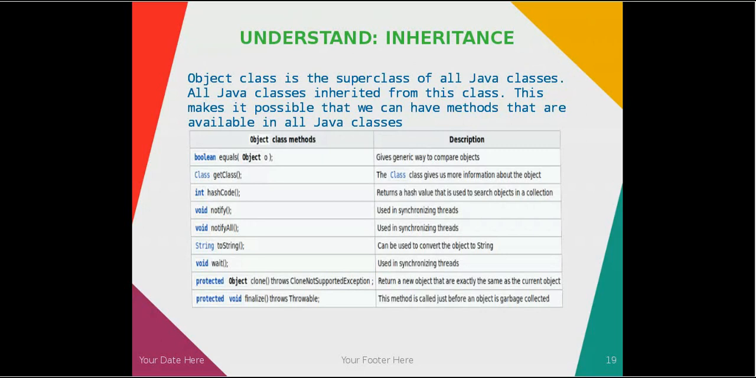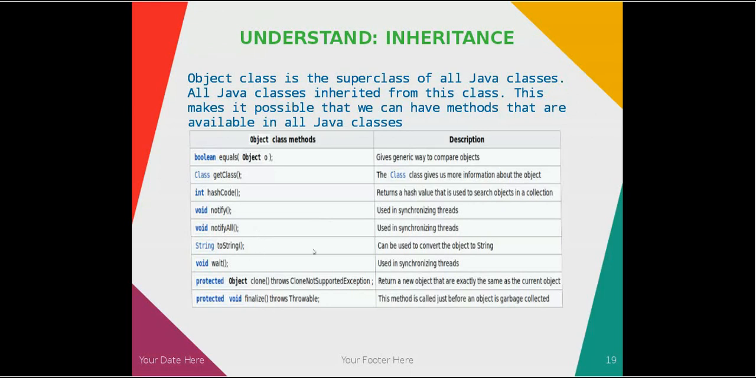So in the Object class, you have equals, to compare. It gives a generic way to compare two objects. You have getClass, which gives us more information about the object. You have hashCode, a hash value that is used to search for an object in a collection. You have notify, used in thread synchronization. You have notifyAll, used also in the same context.